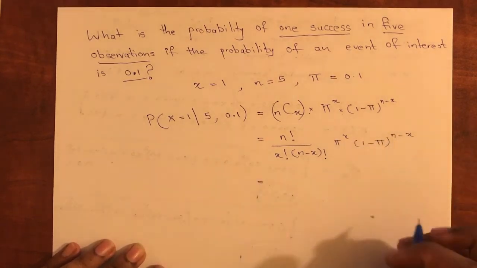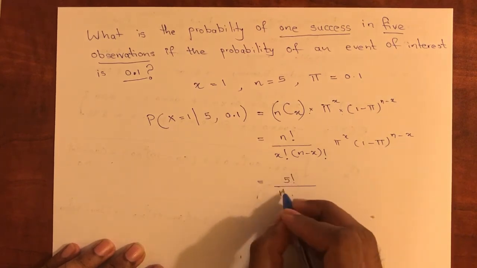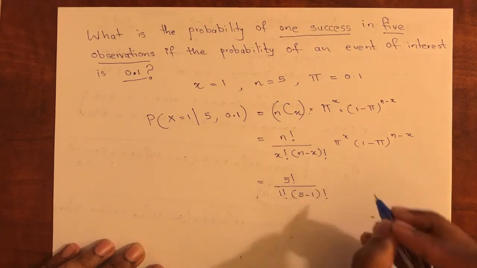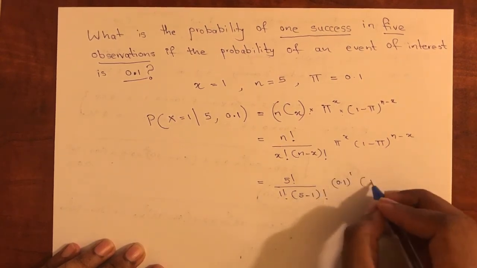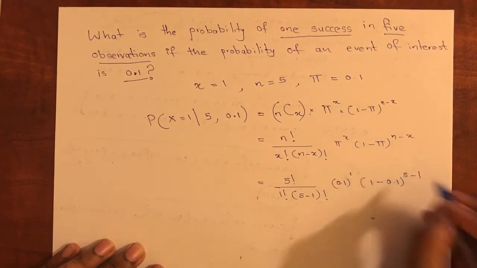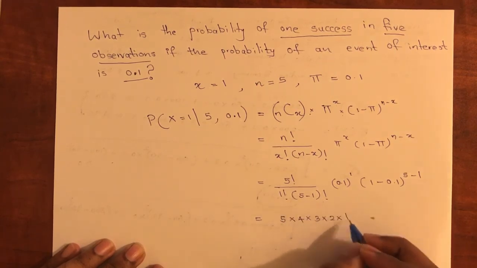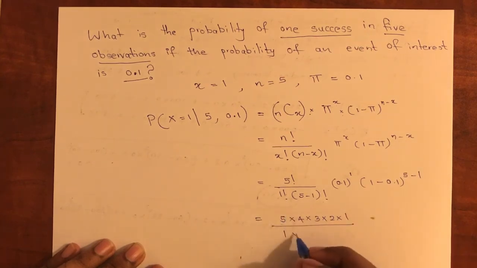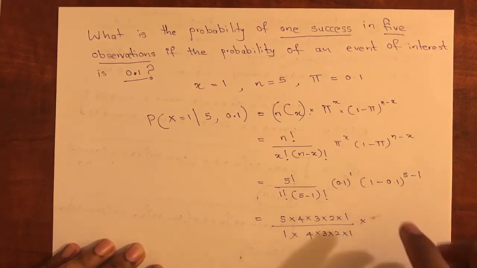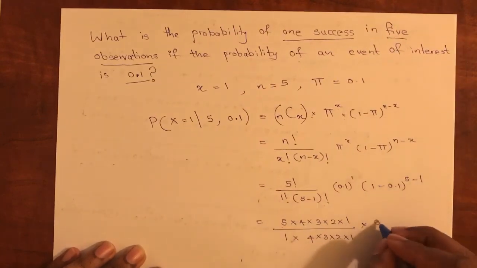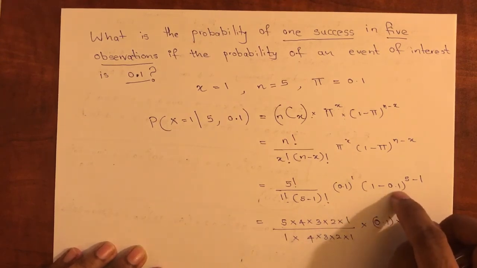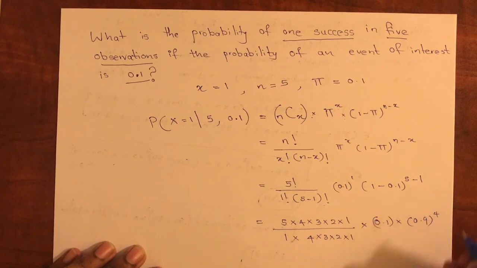So all we have to do now is substitute in the numbers. So here we have 5 factorial, 1 factorial, 5 minus 1 factorial, 0.1 to the power 1, 1 minus 0.1 to the power 5 minus 1. So 5 factorial can be written as 5 times 4 times 3 times 2 times 1, divided by 1 factorial is 1, into 5 minus 1 is 4 factorial, so that is 4 into 3 into 2 into 1, times 0.1 to the power 1 is 0.1, times 1 minus 0.1 is 0.9, so 0.9 to the power 4. This cancels off, and when you calculate this you will get 0.32805.